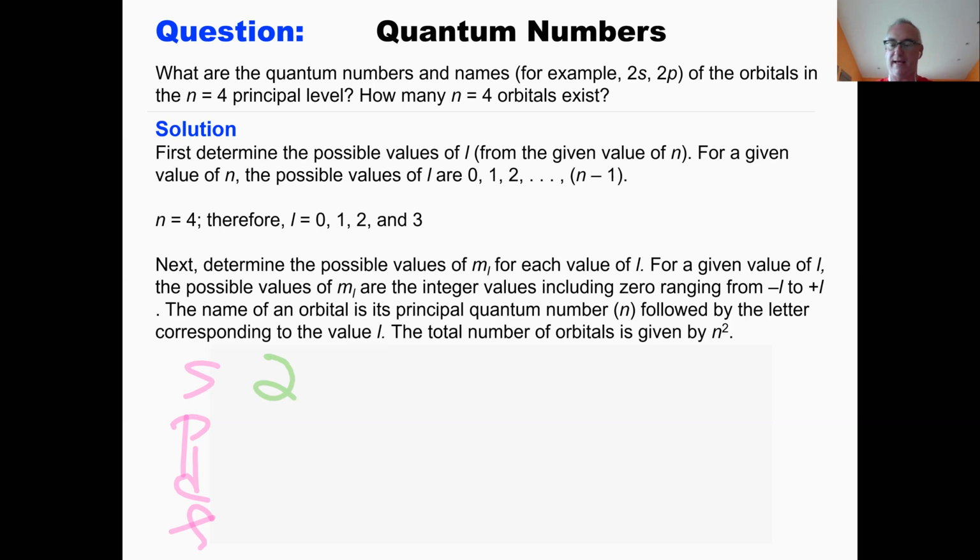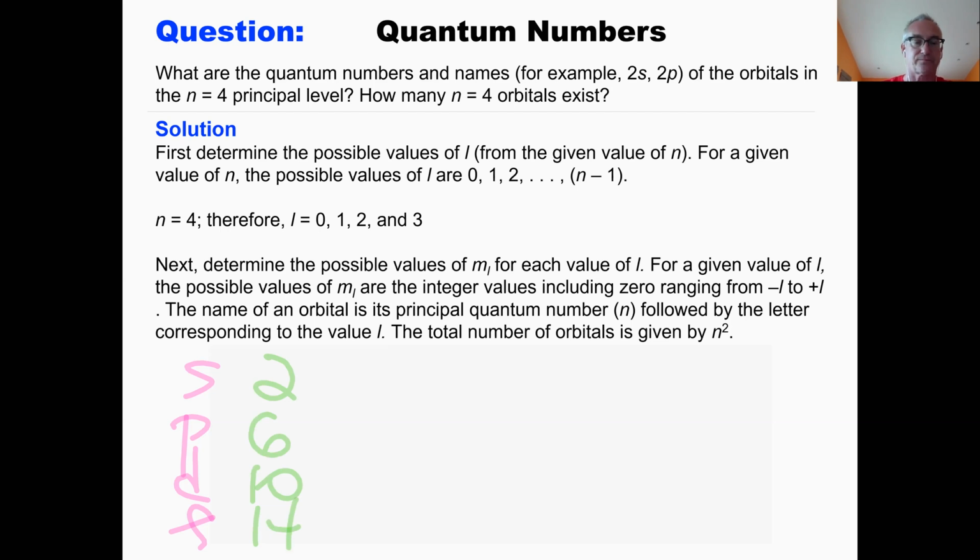What about the P? 6. Very good, Ryan. D? Raymond got in there fastest with 10. And then what about F? Ryan in there with 14.